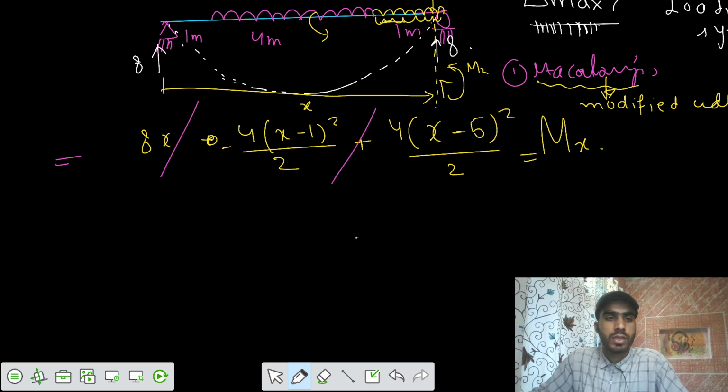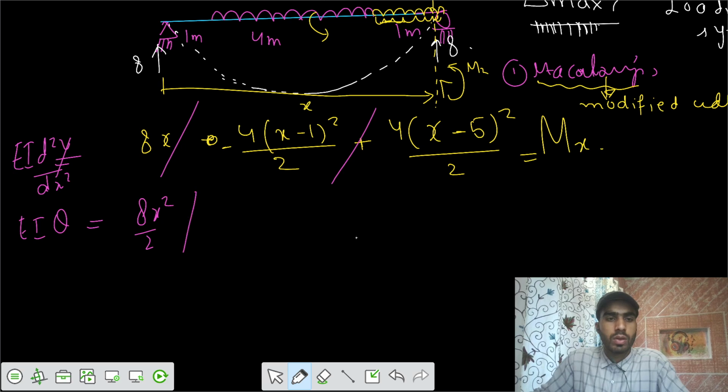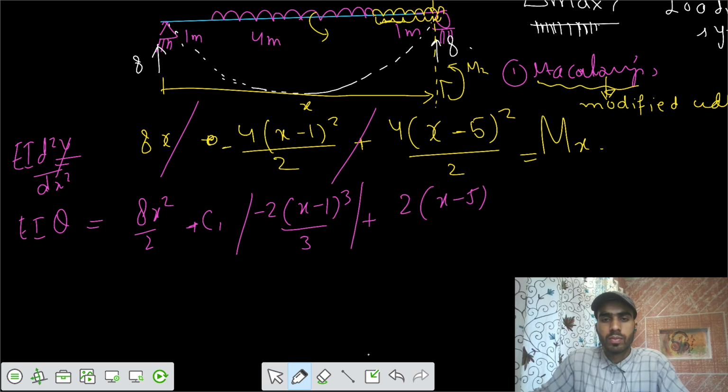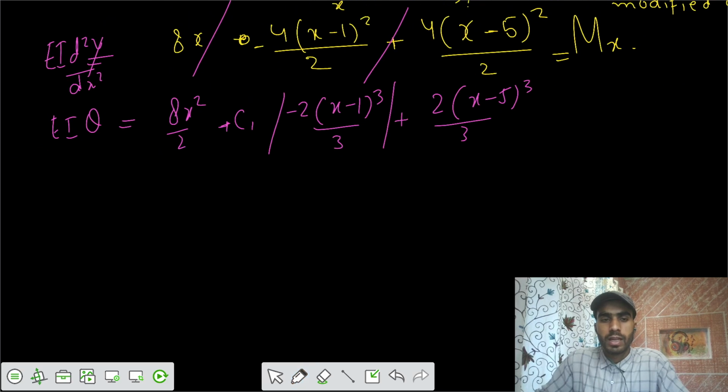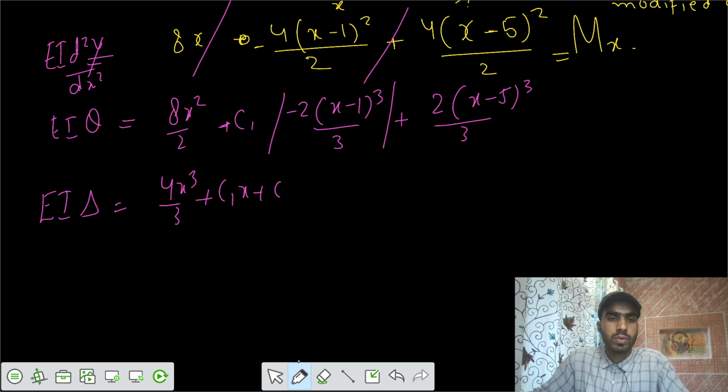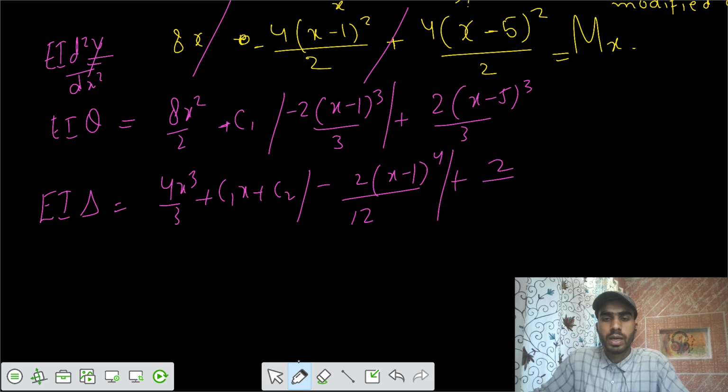Now we can write that equals EI d2y by dx2. Now EI into theta equals 8x squared by 2 plus constant c1, minus 2 (x minus 1) cubed by 3, plus 2 into (x minus 5) whole cubed by 3. After that I can once more integrate it and get EI delta. That's 4x cubed by 3 plus c1x plus c2, minus 2 (x minus 1) power 4 by 12, plus 2 by 12 (x minus 5) power 4.